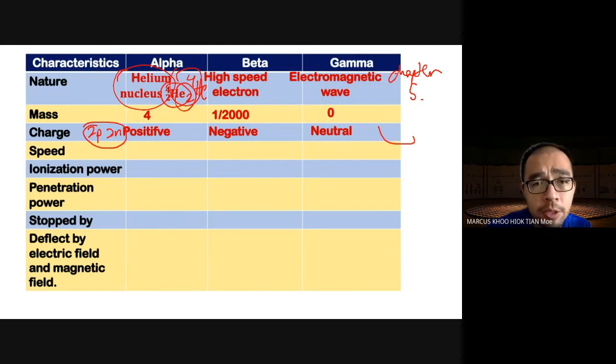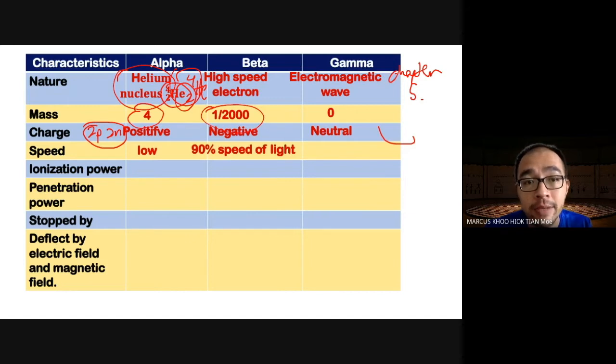Okay, in terms of speed, this is easy. We can talk about it in terms of classical physics lah. This one, the mass is big. Electron, the mass is super small, 1/2000. So obviously the speed of alpha will be low. It will be very slow compared to beta, which is about 90% of the speed of light. And gamma, because it's massless, is definitely traveling at the speed of light.